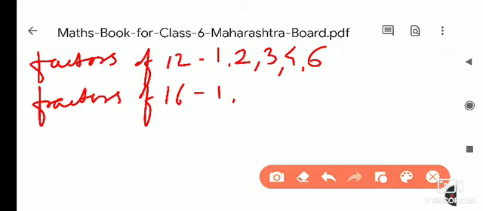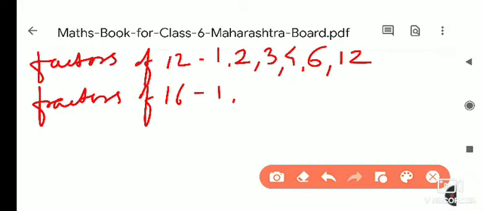Next 8 is also not a factor. 8 2s are 16, 9 2s are 18, 10 2s are 20, 11 2s are 22, and 12 1s are 12, which means the number itself is a factor of 12. So the factors of 12 are 1, 2, 3, 4, 6 and 12.